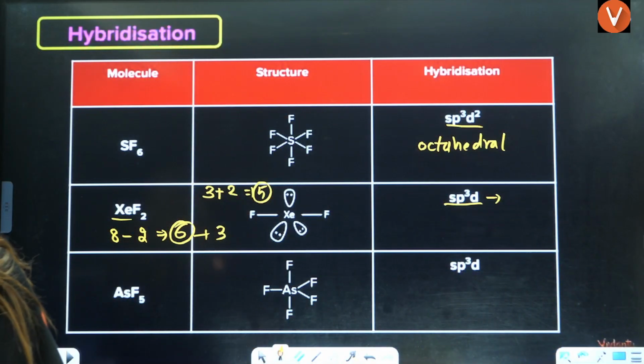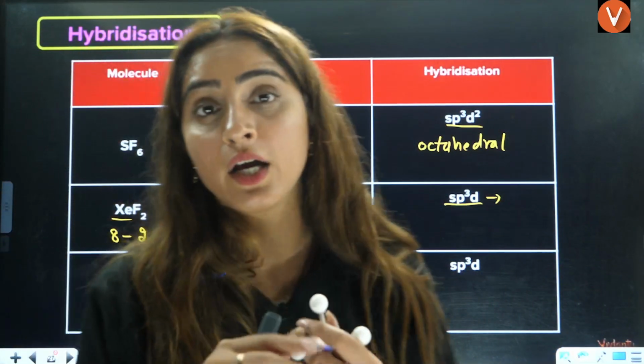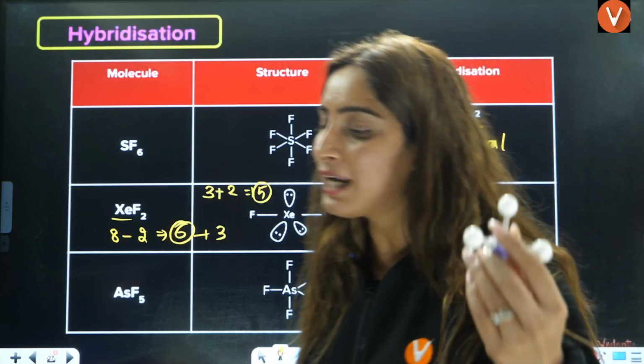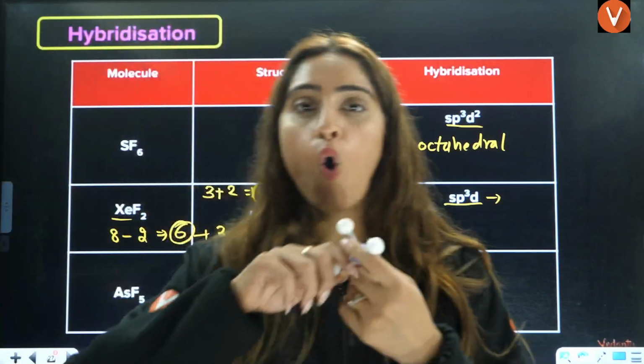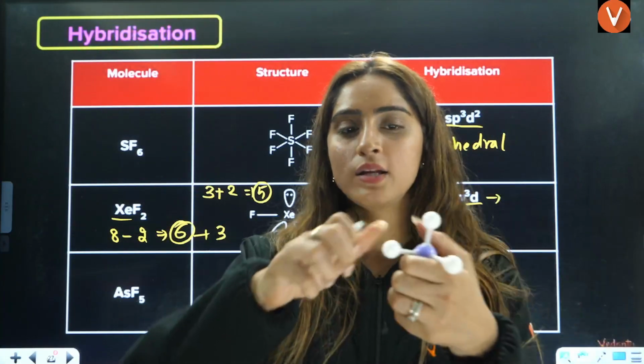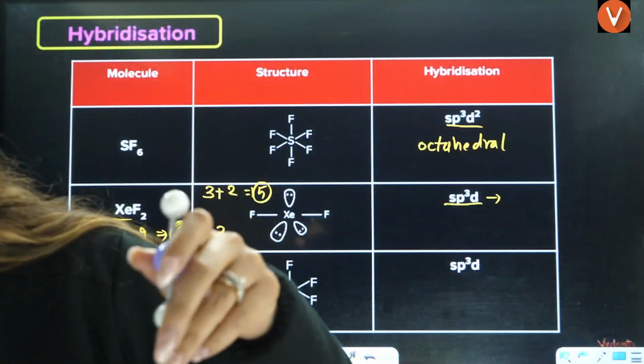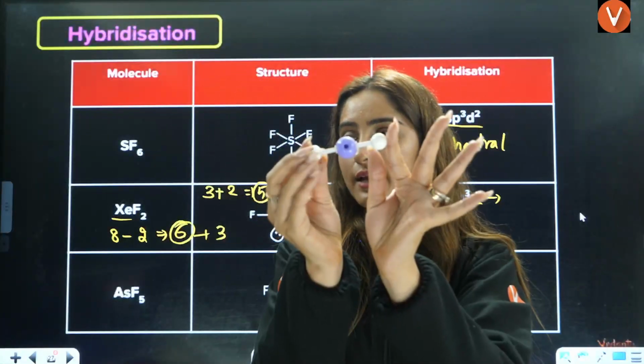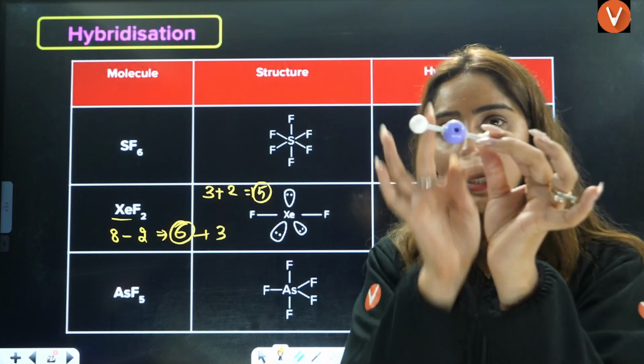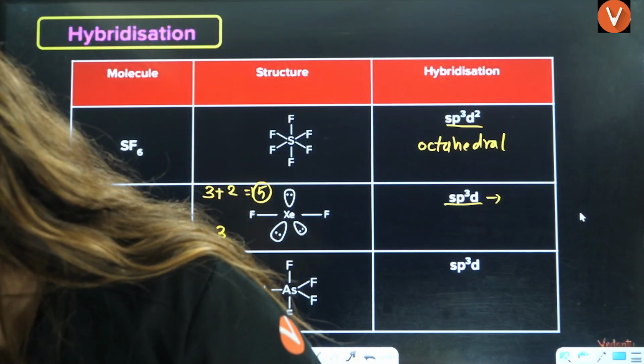Geometry is trigonal bipyramidal. But here you have 3 lone pairs, and lone pairs we attach on the equatorial positions. This is 1, this is 2, and this is 3. Now what you will have is this linear thing, which has 3 lone pairs attached here.